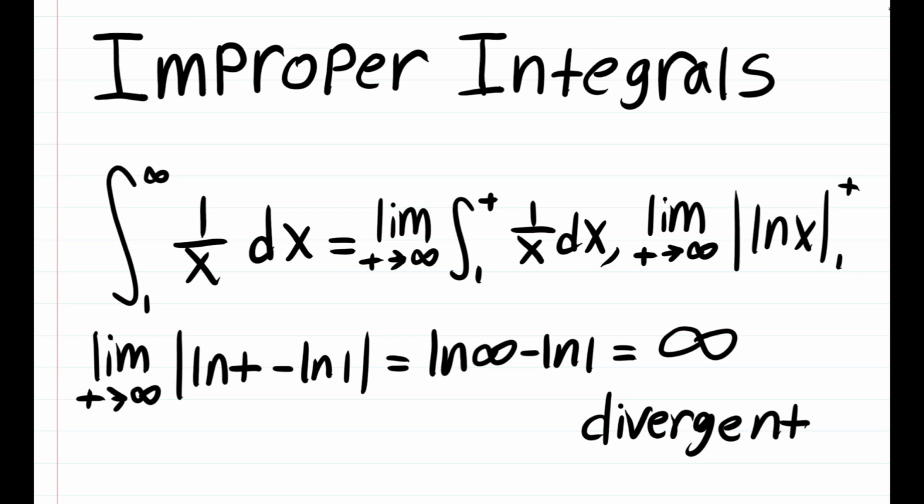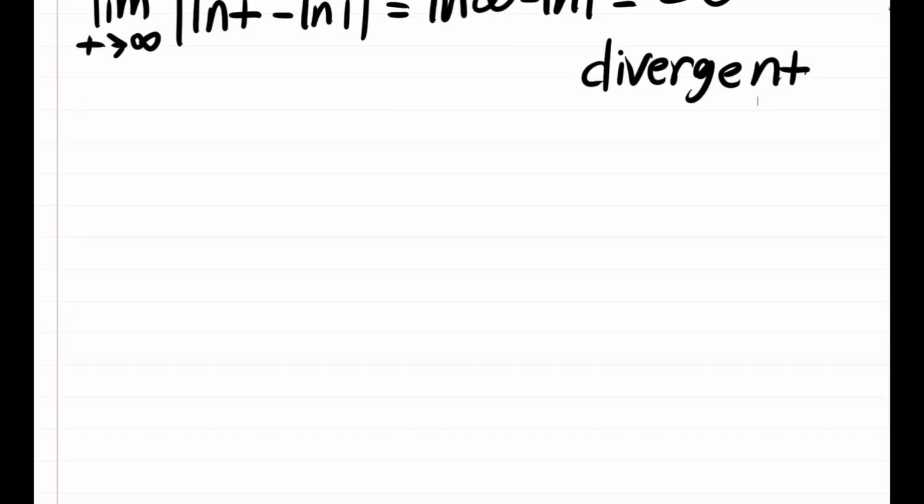There's two possible scenarios when evaluating an improper integral. Your integral can either be divergent, meaning your answer is not bounded, or it can be convergent, meaning your integral returns a finite number. Let's move on to another example.